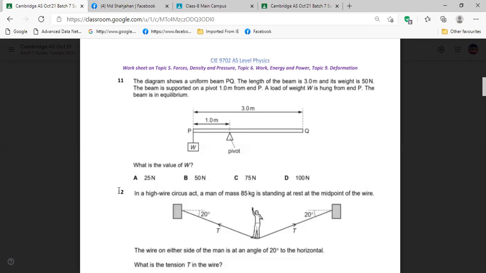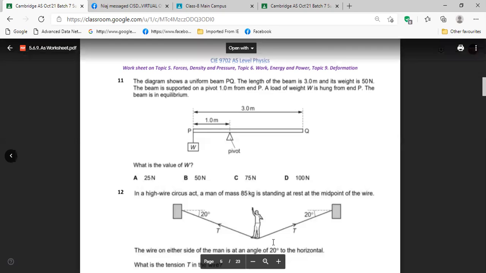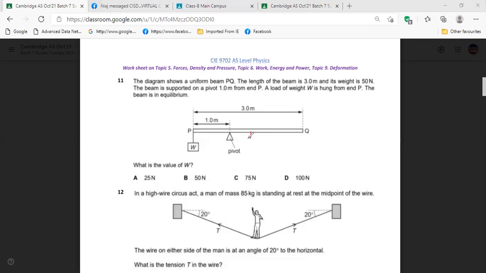What is the weight of the beam given? 50 Newton. Where will this weight act? Not on the pivot. It will act in the middle, at the center of the beam, because it is a uniform object. For any uniform object, the center of mass is in the middle, and the total weight acts at the center of mass, or center of gravity. Is it clear? So you have to find the middle of the beam. Where is it? Here, right? So this 50 Newton will be here and it's a clockwise moment.